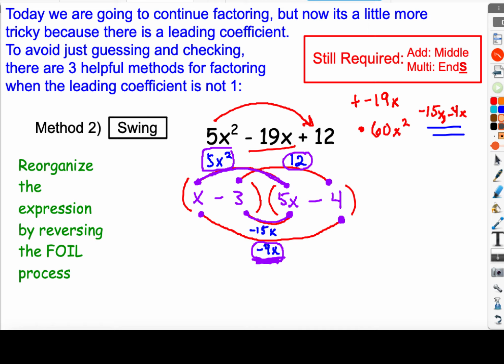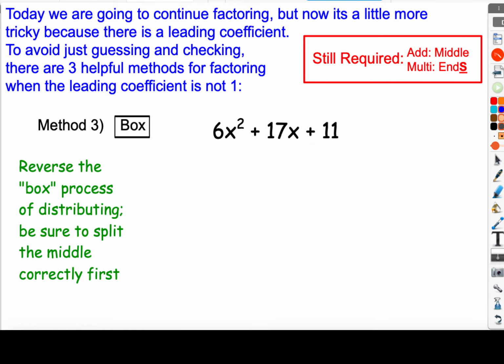And in that case, you can double check all of those different distributions, all those different FOIL steps, but basically our answer just became x minus 3 times 5x minus 4, and we've factored our trinomial. Again, that's the swing method. You just follow the swings. The same idea can be done using what's called the box method.